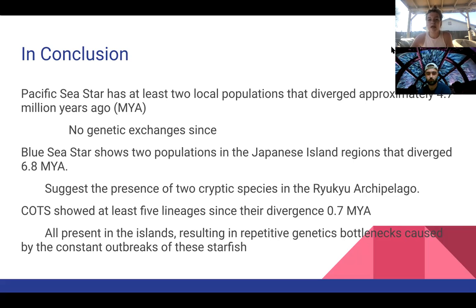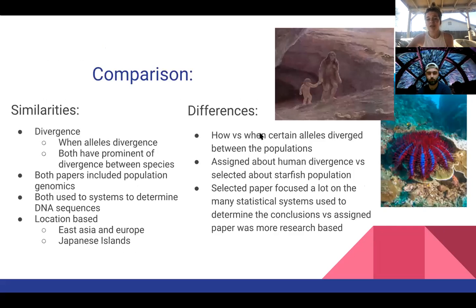So this represents a possibility of repetitive genetic bottlenecks caused by the outbreaks. So when people remove them, they have a little amount of population left, so they're reproducing and their genes are being transferred through bottleneck genetics. So therefore, they're going to have more lineages and more species versus the other 2, which are not being removed by anthropogenic causes. So in the comparisons, there's divergence in both species.